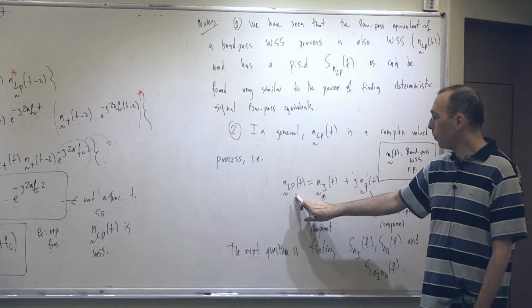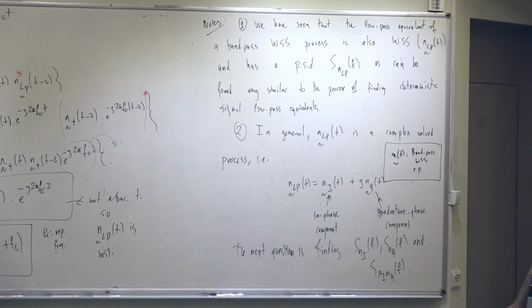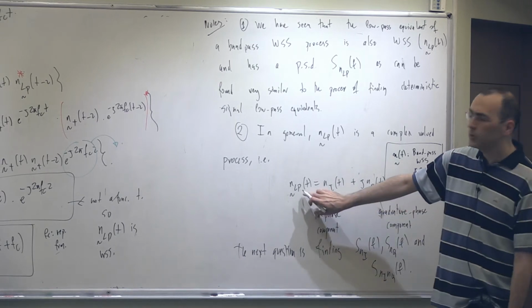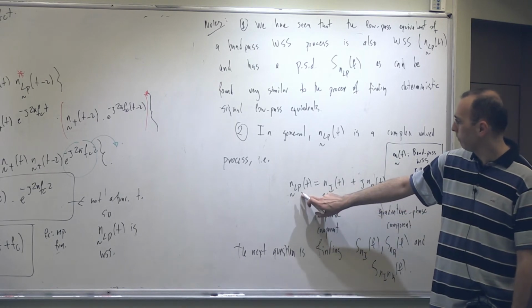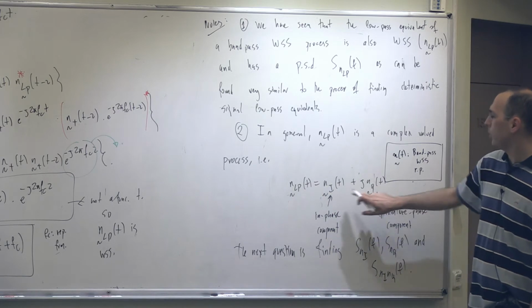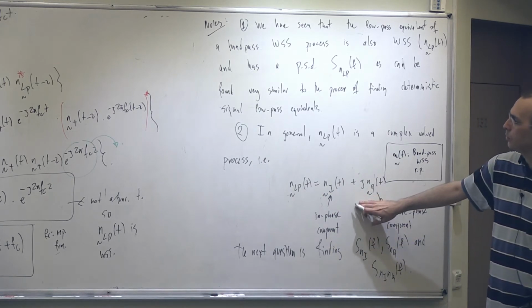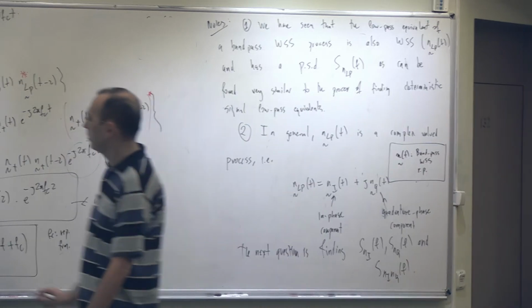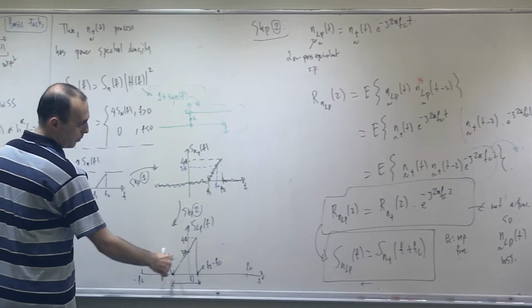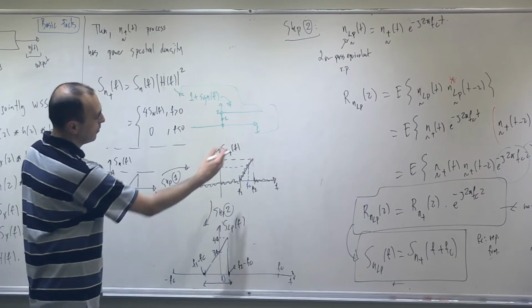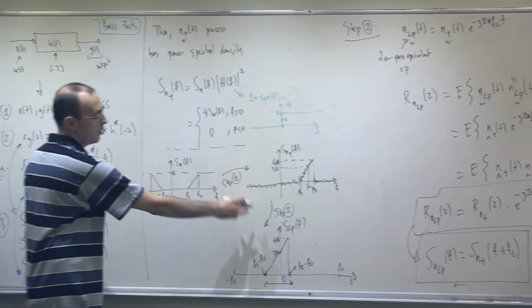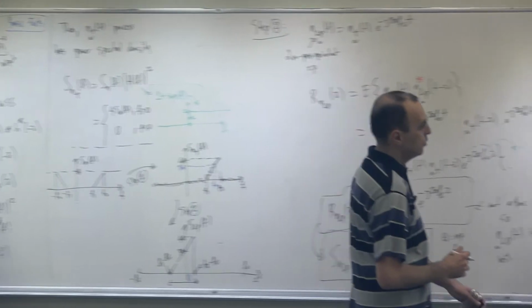Now this will be its low pass equivalent process, and we have seen that this is also wide sense stationary, and it has real and imaginary parts in the low pass equivalent. So we have also found the power spectral density of this low pass equivalent process, something like this. This is just an example of how we generate this. So that is the end.